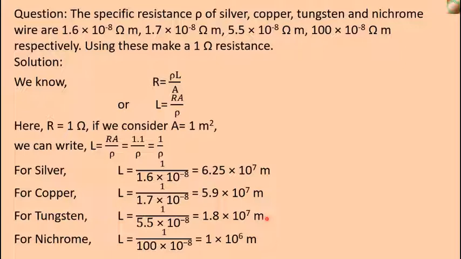That is, if we consider the cross-sectional area as 1 meter square, the length for silver will be this, for copper this, for tungsten this, and for nichrome this. For only 1 ohm resistance we have to make this length for silver, this length for copper, this length for tungsten, and this length for nichrome.